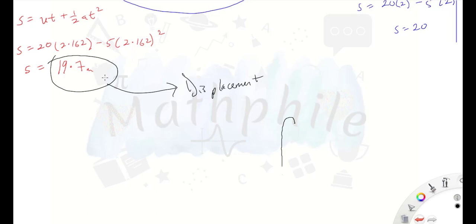Distance is always greater than or equal to displacement. It's always equal to displacement if the direction of motion is not changed, but the moment the direction of motion is changed, displacement is going to be lesser than distance. So you have to take that into consideration.